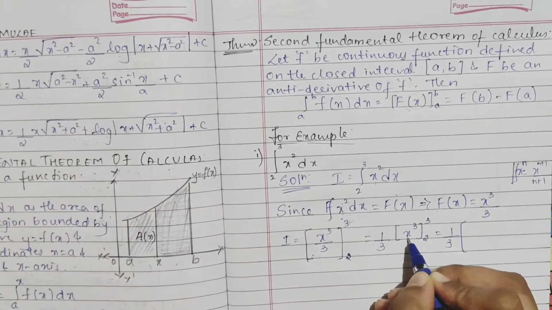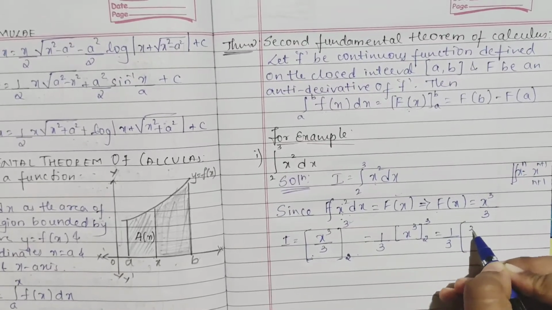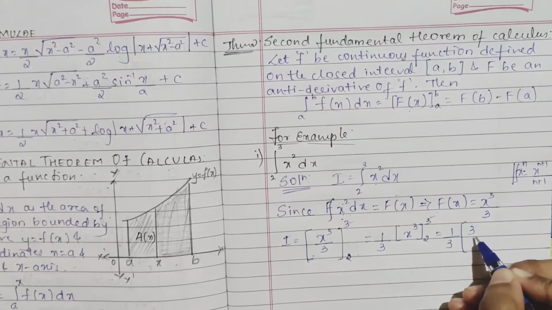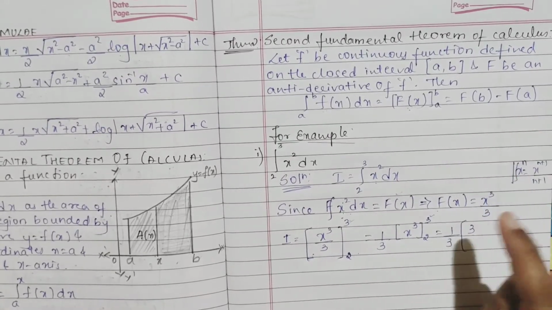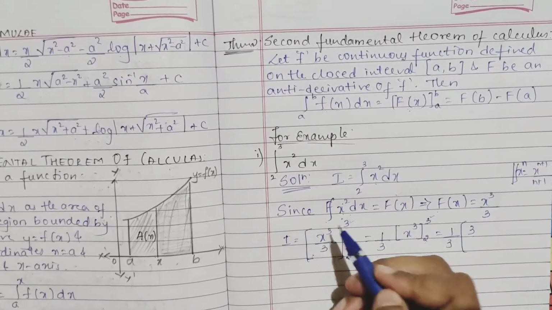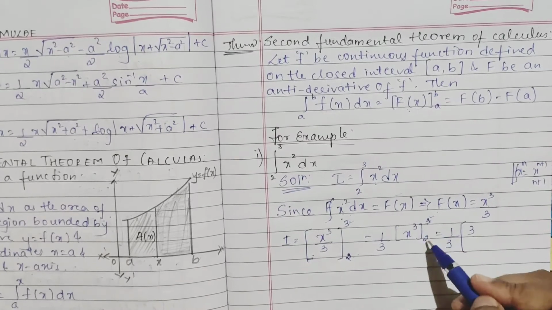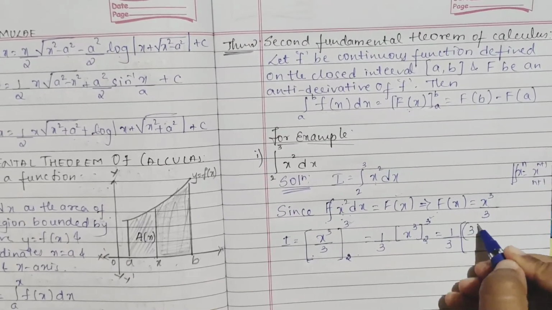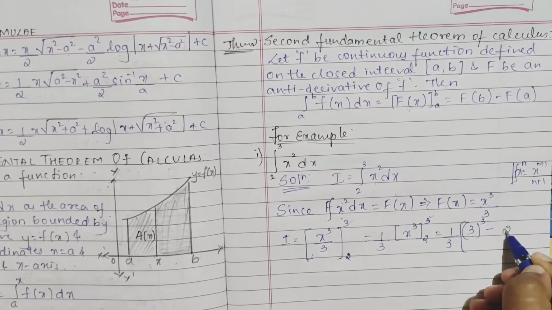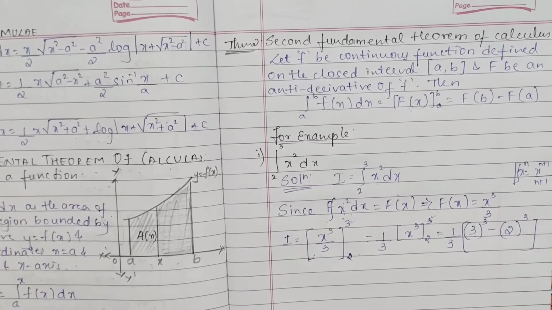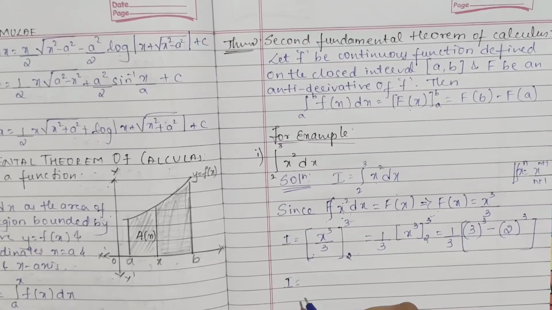Now what you have to do? In place of x, first you have to put 3. First you have to calculate for upper limit minus lower limit. See, f of b minus f of a. This is a, this is b, right? So 3 raised to cube minus 2 raised to cube. Like this you have to do.